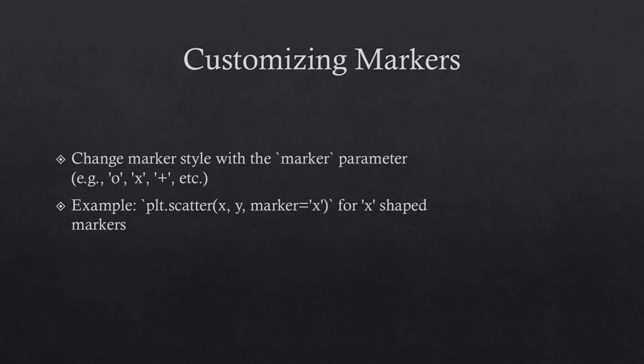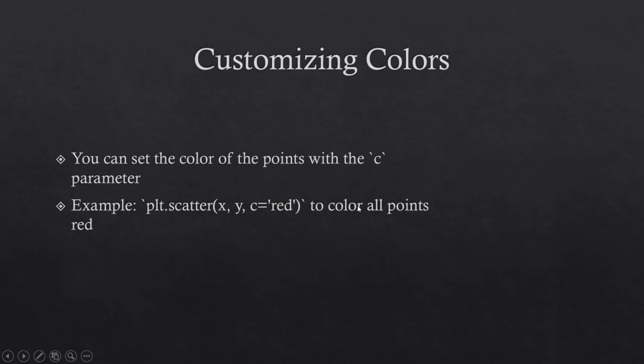Change marker style with the marker parameter, such as o, x, plus. Example, plt.scatter(x, y, marker='x') for x shape marker.